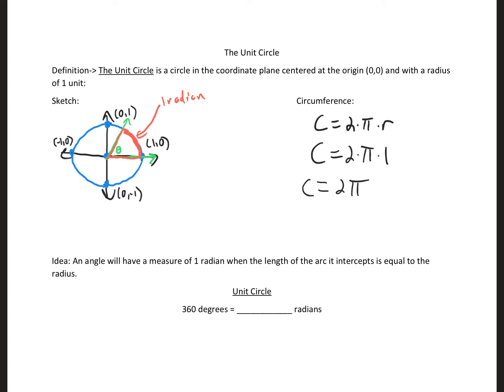We know in a circle, the distance all the way around the circle, there's a total of 360 degrees in the circle. Since that arc length would be the same thing as the circumference, the length all the way around the circle is equal to the circumference, which is 2 pi units. We say 360 degrees is the same thing as 2 pi radians.